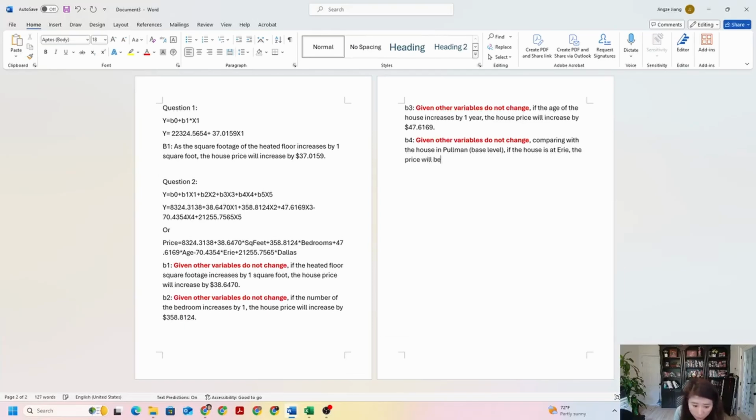the price will be, it's a negative value, right? So therefore it's cheaper, that much dollar cheaper. So now you know the house in Pullman is slightly more expensive than the house in Erie. Okay, so I should call it average house. So actually here I need to add the average house. They are all talking about average. Okay, also here.